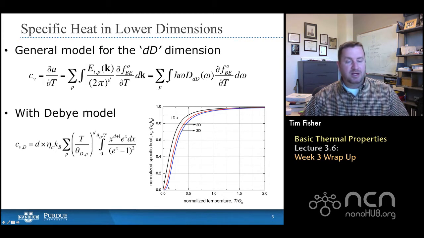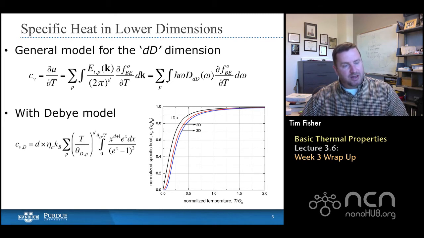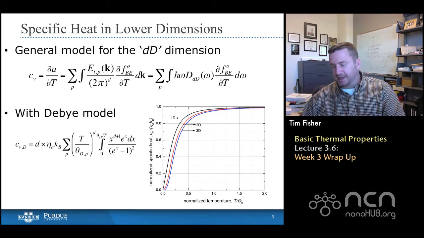So that's one way. If you had a material and you weren't sure what dimensionality you should use if you were modeling it, and you had some low temperature specific heat data, that would tell you what the effective dimensionality of the material is, at least if it was a phonon dominated specific heat.